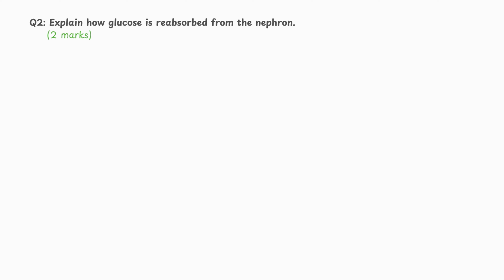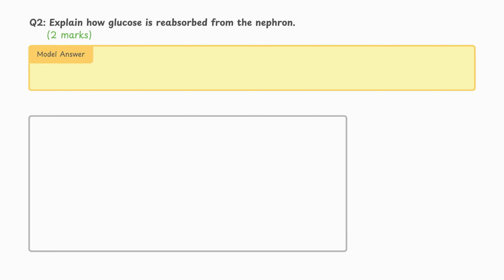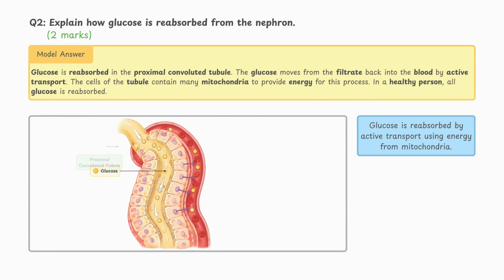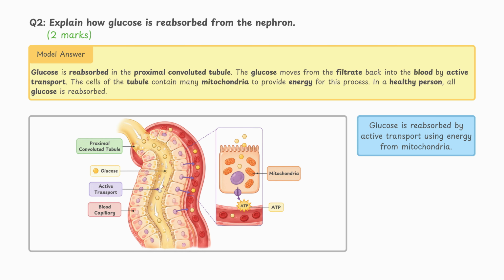Next, question number 2. Explain how glucose is reabsorbed from the nephron. Glucose is reabsorbed in the proximal convoluted tubule. The glucose moves from the filtrate back into the blood by active transport. The cells of the tubule contain many mitochondria to provide energy for this process. In a healthy person, all glucose is reabsorbed.